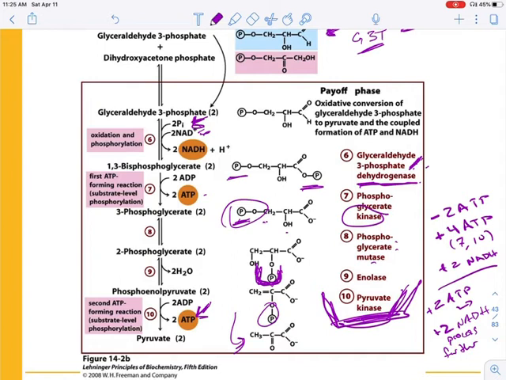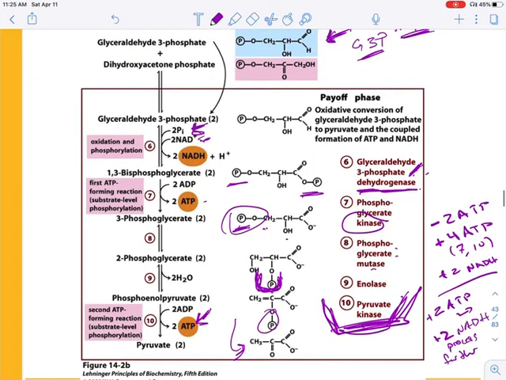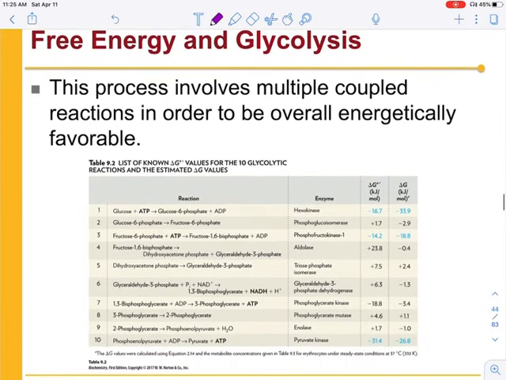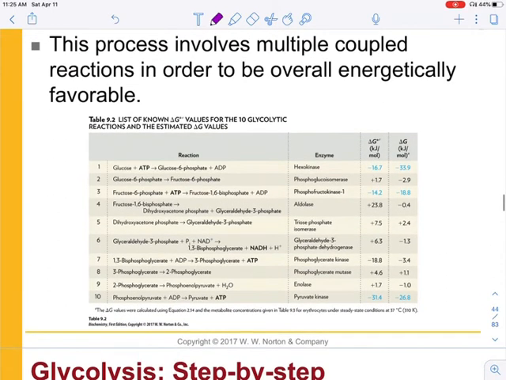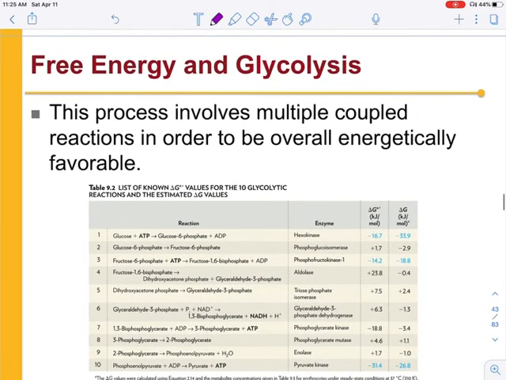So that's glycolysis in a nutshell. I'll stop here, and then on the next lecture, we'll go through kind of detailed processes. I'll pick out some of these mechanisms to discuss in detail. All right, see you soon.